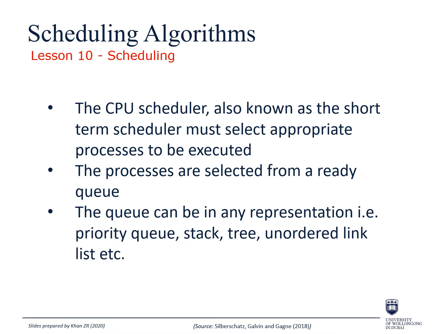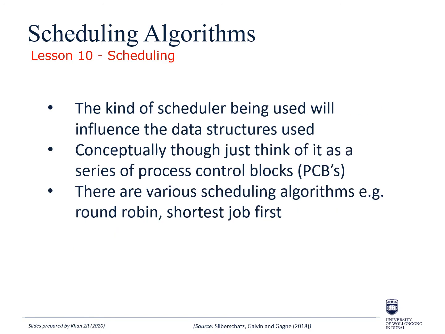Scheduling algorithms. The CPU scheduler, also known as the short-term scheduler, must select appropriate processes to be executed. As mentioned before, processes are selected from a ready queue. The queue can be in any representation, that is priority, stack, tree, unordered. The kind of scheduler being used will influence the data structures used. Conceptually though, just think of it as a series of process control blocks, or PCBs. There are various scheduling algorithms and we will be talking about a few of them here.